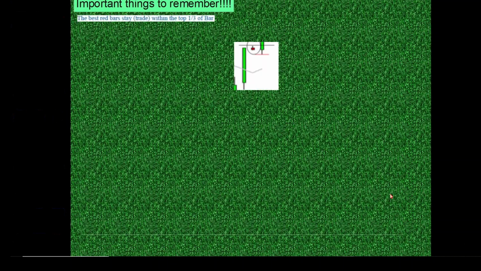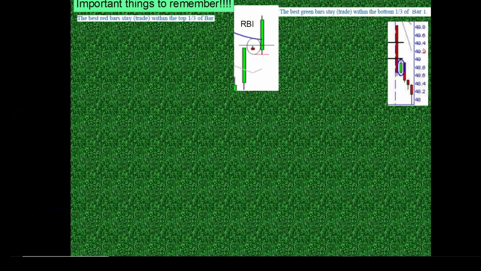So, important things to remember. The best red bars stay within the top 1/3 of this. Right? So this red bar ignore stays within the top 1/3 of this bull elephant bar. Then has follow through. Similar with the Gibby, right? Stays within the bottom 1/3 of this bearish elephant bar. And then follow through down. That's what you're looking for.